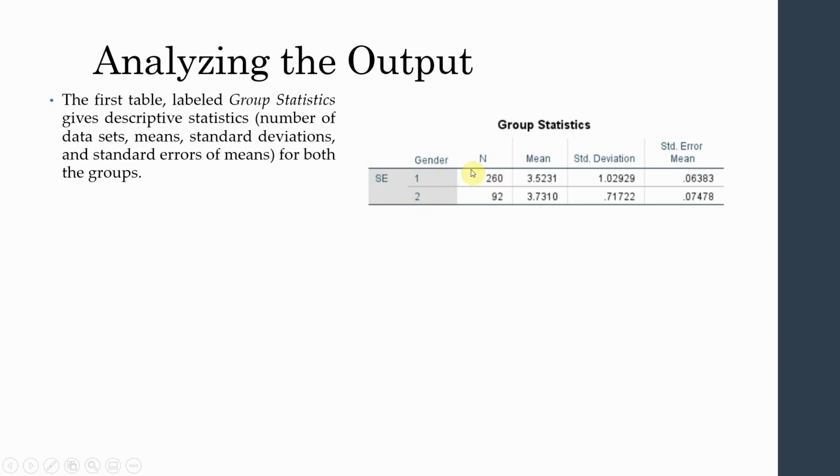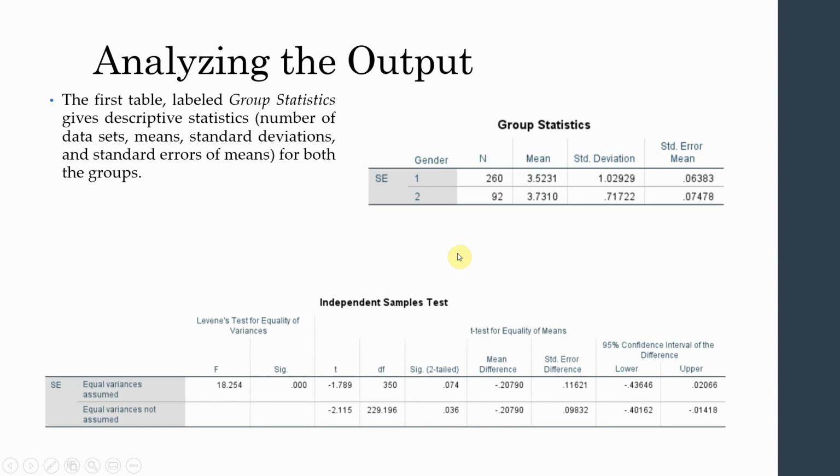So there were 260 male respondents and 92 female respondents. The mean score for self-efficacy for male was 3.52 and for female was 3.7. The self-efficacy score of female is higher in comparison to male. The standard deviations are 1.02 and 0.71. This is fine because normally this should be less than half of the mean. But still we haven't checked the significance of difference.